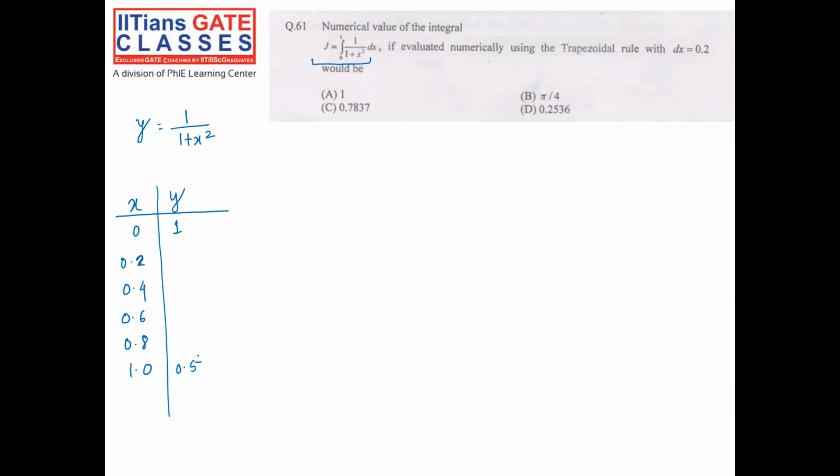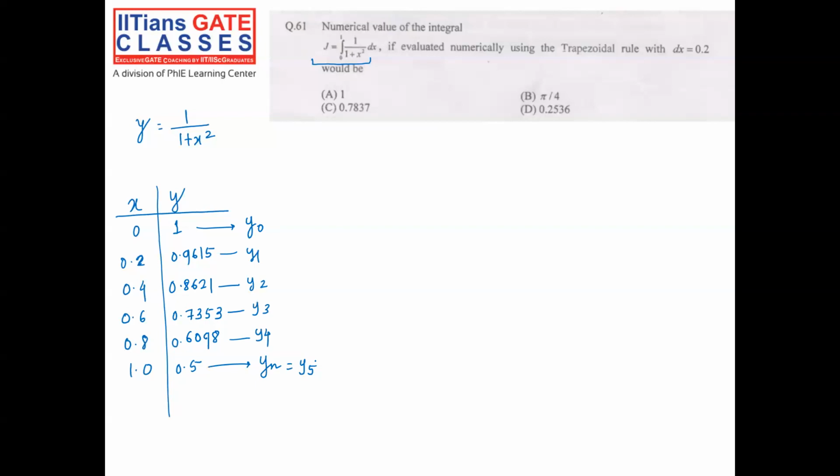So using a calculator, you can calculate these values. I'll just directly write it down. So this is around 0.9615, 0.8621, 0.7353, 0.6098. Okay, so we can call this first value y0 and the last value yn. This is y1, y2, y3, and y4, and yn is equal to y5 in this case.